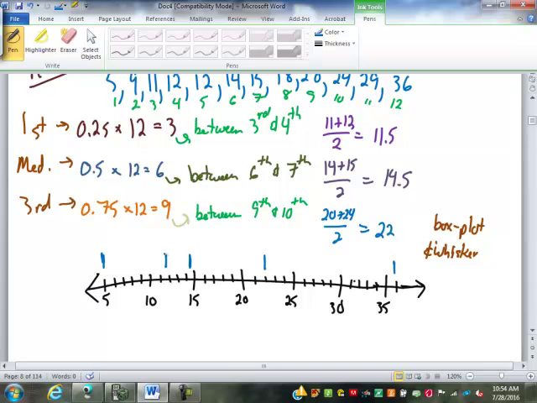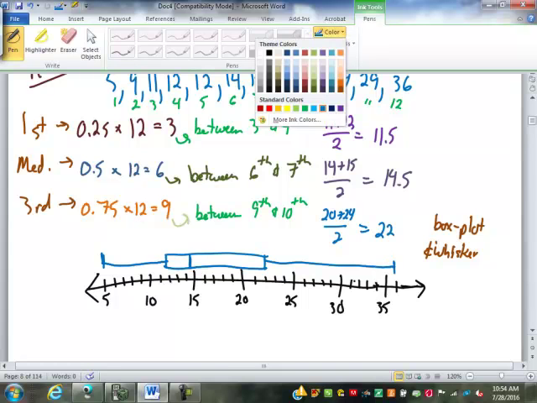So what we're going to do is connect the first quartile and the third quartile like this to make a box between them. Notice the median sitting somewhere in that box. Then we're going to draw whiskers out to the smallest number and the largest number.